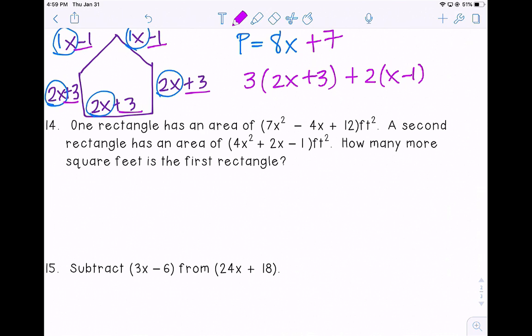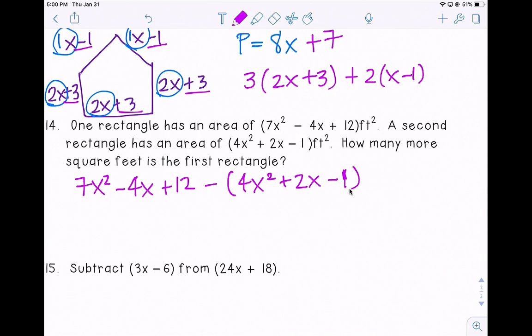I would write 7x squared minus 4x plus 12, and then we're subtracting all of the second area, so we have to put that in parentheses. If I don't put that in parentheses, then I'm not going to subtract all of it. I would end up just subtracting the 4x squared. So if this parentheses is not here, then it looks like just minus this, not this and this as well. So I'm going to distribute my negative. So this would be negative 4x squared. Distribute the negative to 2x, that would be minus 2x. Distribute the negative to a negative 1 becomes plus 1.